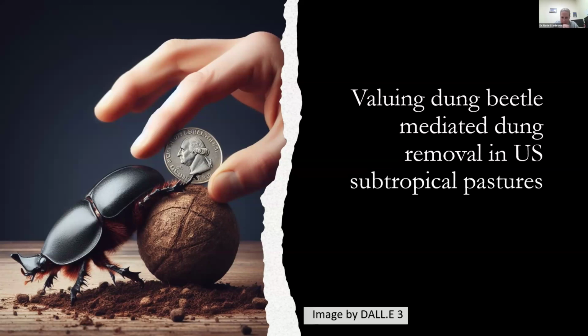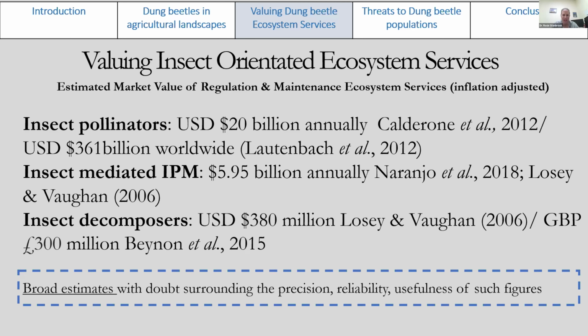And so this image was generated using DALL-E, and that's apparently what happens when you tell ChatGPT to give you a dung beetle and a dung ball and a dollar sign, which I don't recommend.